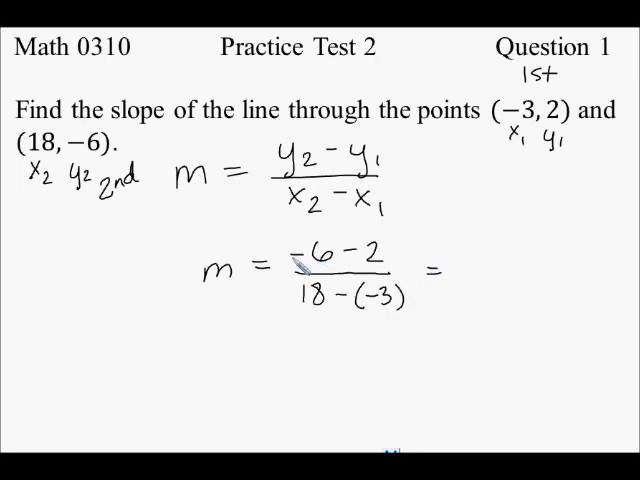Alright, on top, -6 minus 2 is going to give us a -8 there. And 18 minus a -3 is going to be the same as a +3 here. So 18 plus 3 gives us 21. So our slope here is m equals -8 over 21. Answer choice D.